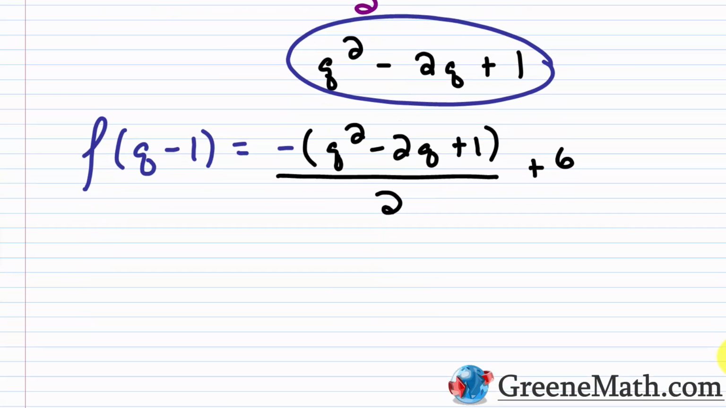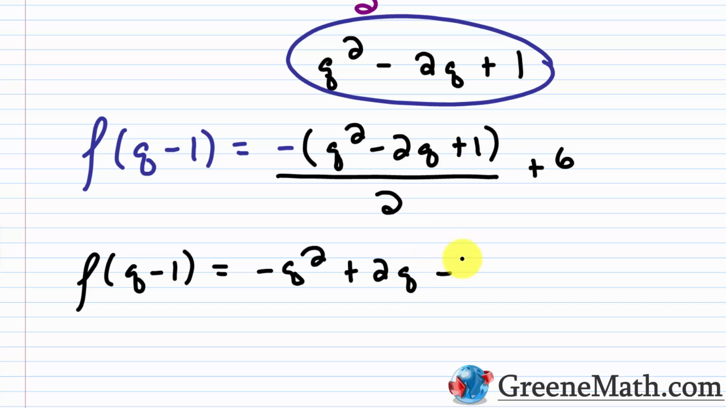All right, so let's scroll down and get a little bit more room going. What we want to do now is drop our parentheses and distribute the negative to each term inside the parentheses. So f of q minus 1 is equal to, if I make each term here into its opposite, negative q squared, then plus 2q, and then minus 1. So the negative of q squared is negative q squared, the negative of negative 2q is plus 2q, and the negative of 1 is just negative 1. Then this is over 2, and then we have plus 6 out here.